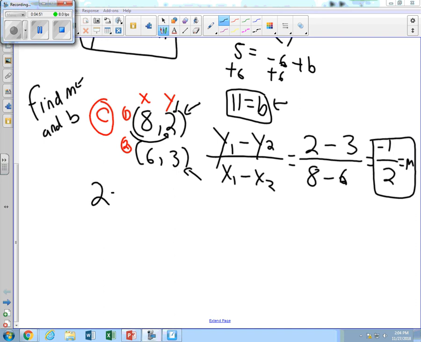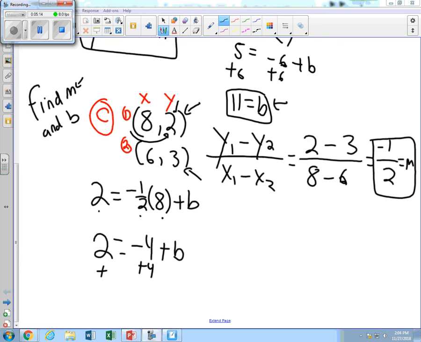So that is 2 equals -1/2 times 8 plus b. Before you stop and ask why, 2 is my y, 8 is my x, negative 1/2 is my m. So negative a half of 8, half of 8 is negative 4, plus b. Plus 4 on both sides, 4 plus 2, 6 equals b.